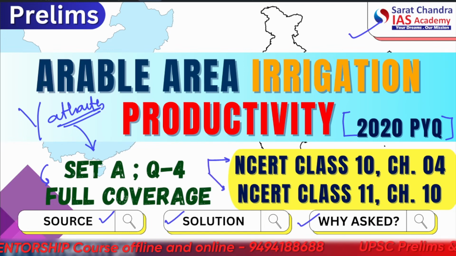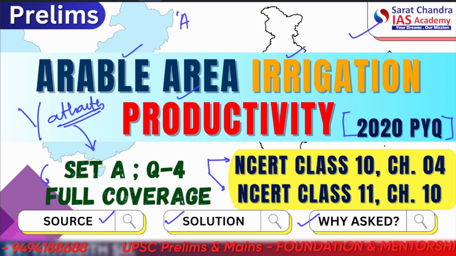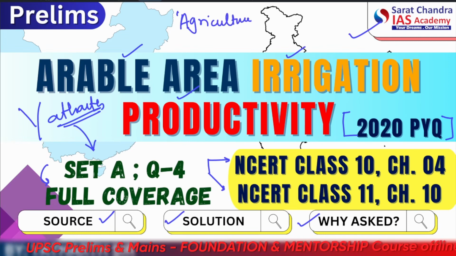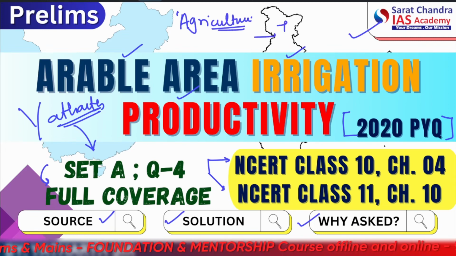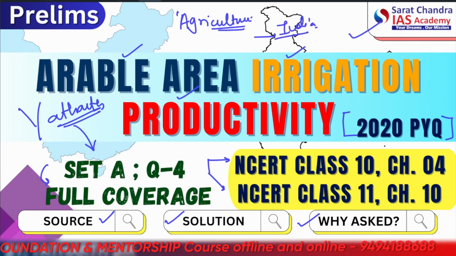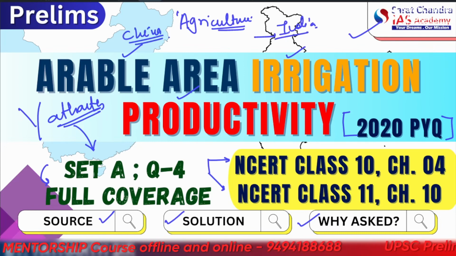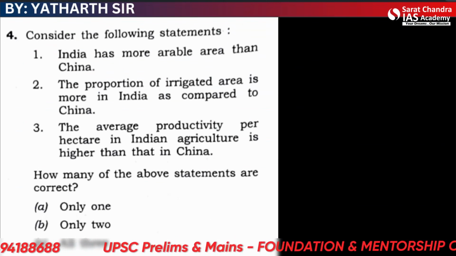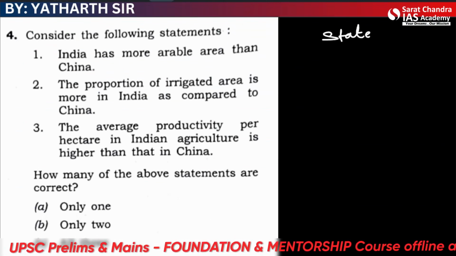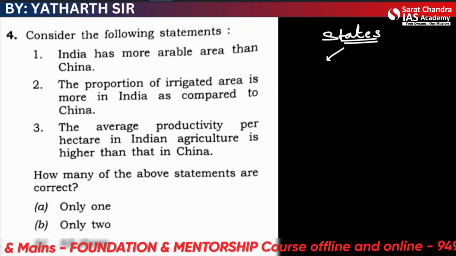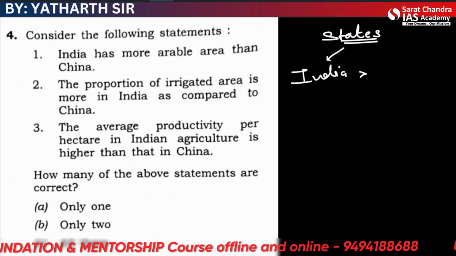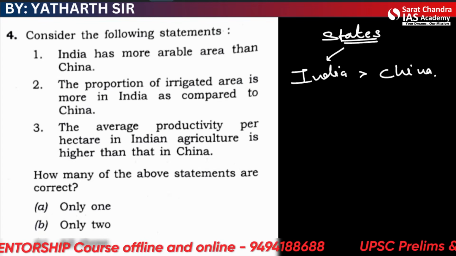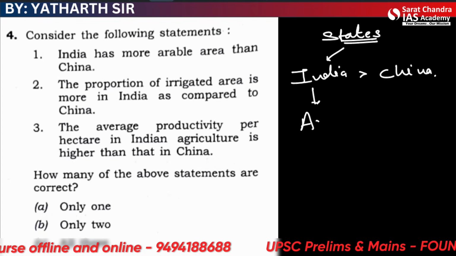The question talks about three things: the arable area, irrigation and productivity in context of agriculture, comparing two countries, India and China. Alright, so let's talk about this question. The question basically mentions three statements comparing India and China and keeping India higher in all three aspects in terms of arable area.